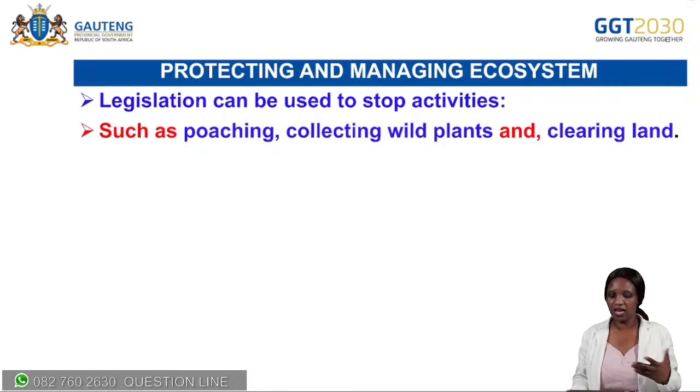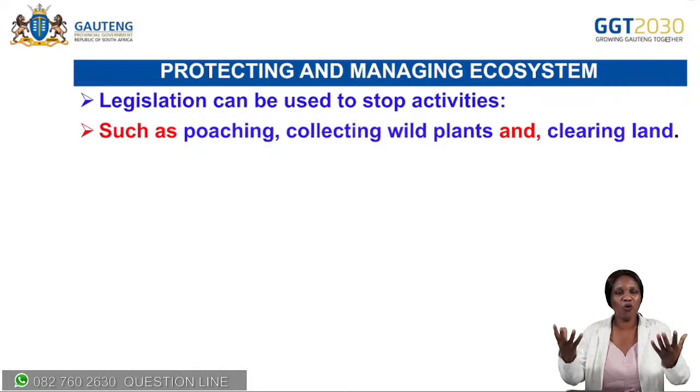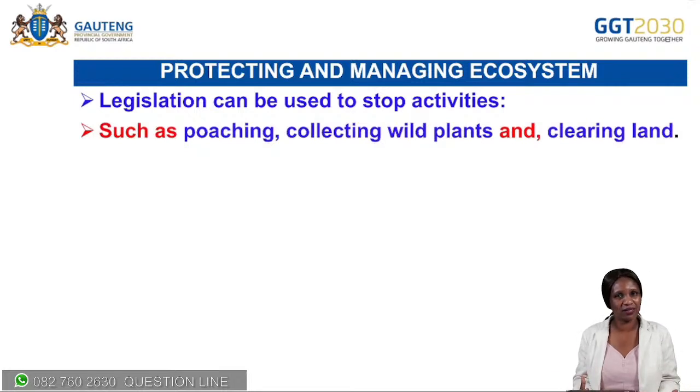Okay. And then even collecting wild plants. At times people collect a lot, they overharvest these wild plants. Then the ecosystem won't be balanced. And even clearing of land. People cut down trees and they don't replace them. And then what about the species that is supposed to live in that land? It will be disturbed. The ecosystem will be disturbed. Okay. At times we clear the land so that we farm. Okay. And then we are disturbing the ecosystem.